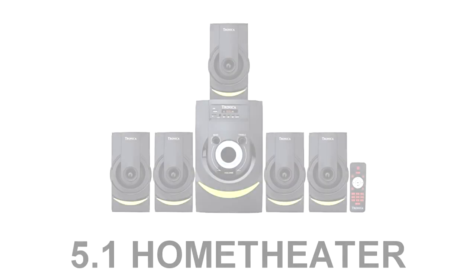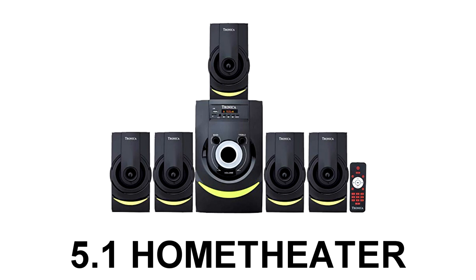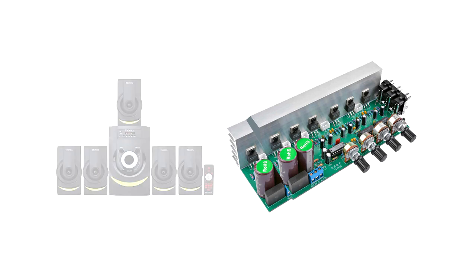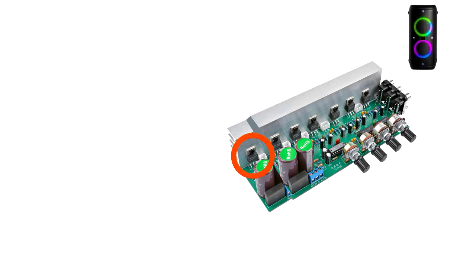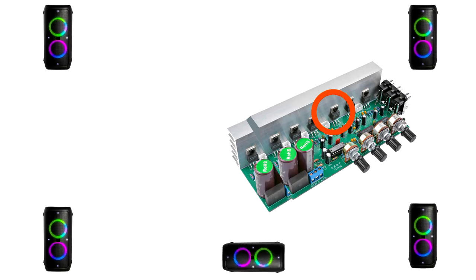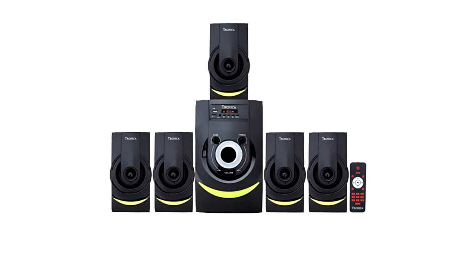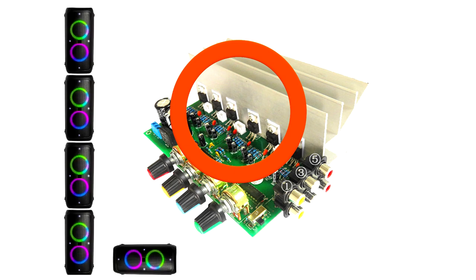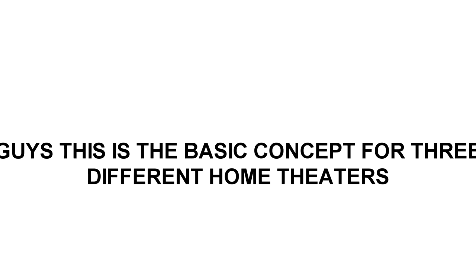Now the third type, home theater 5.1. In my case I am also using a 5.1 home theater. 5.1 home theater has 7 TDA2030 ICs. First IC controls the front right channel speaker, second the front left channel speaker, third the rear right channel speaker, fourth the rear left channel speaker, fifth the center channel speaker, and sixth and seventh ICs control the subwoofer. Some 5.1 home theaters have 6 TDA2030 ICs. 5 channels are used for surround speakers, and the 6th IC is used for the subwoofer. Guys, this is the basic concept of the 3 different home theaters.